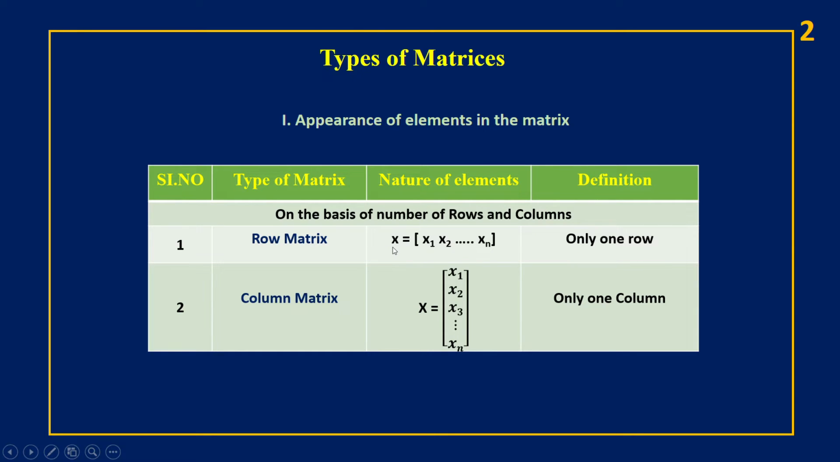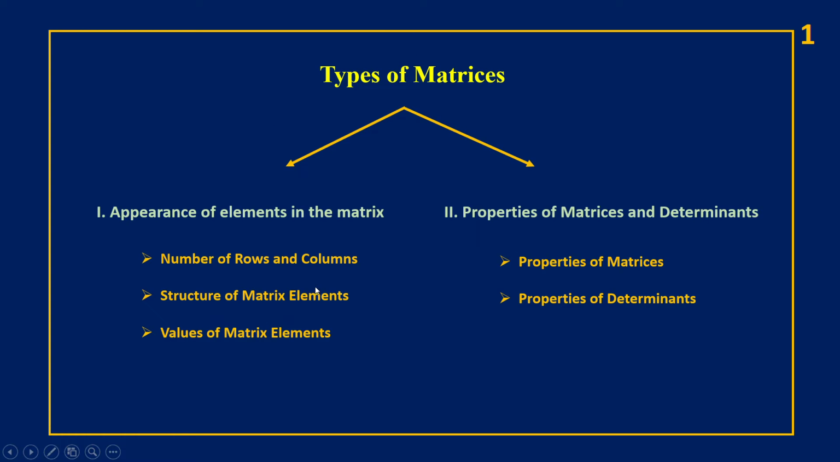Here I have represented X as the matrix which consists of only one row, which has the row elements x1, x2 up to xn. Two or more elements in the row, only one row will be there for the row matrix. And for the column matrix, only one column is there. Two or more elements can be in one column. X equal to x1, x2, x3 up to xn are represented here.